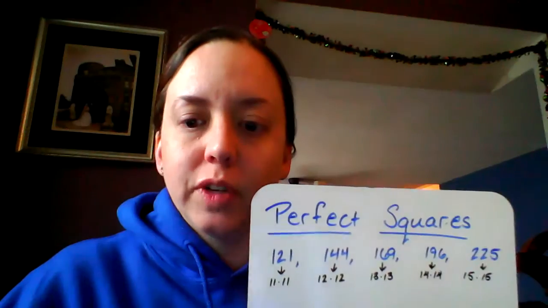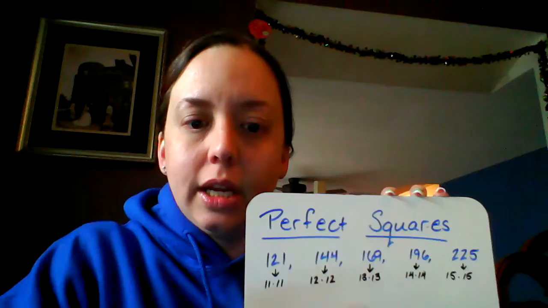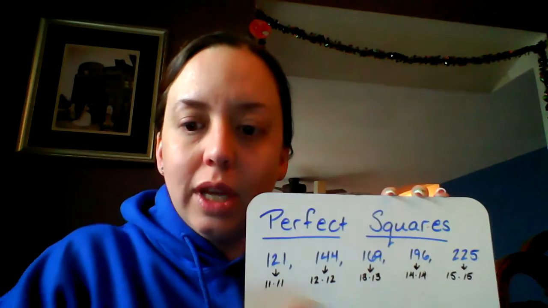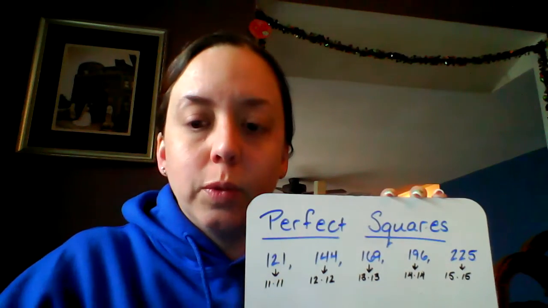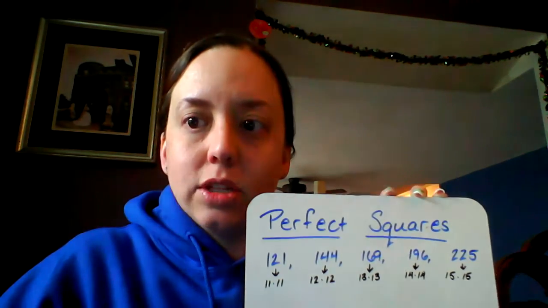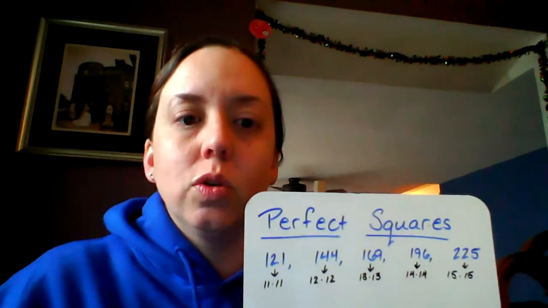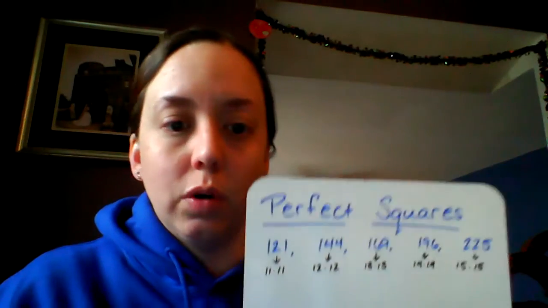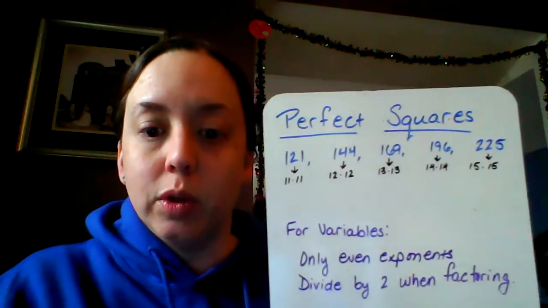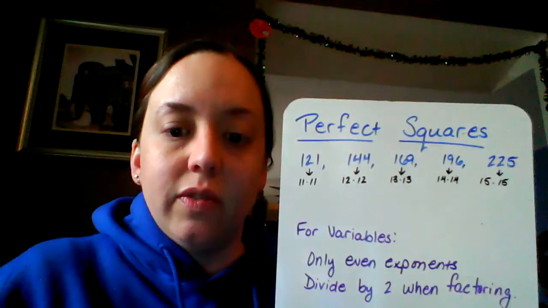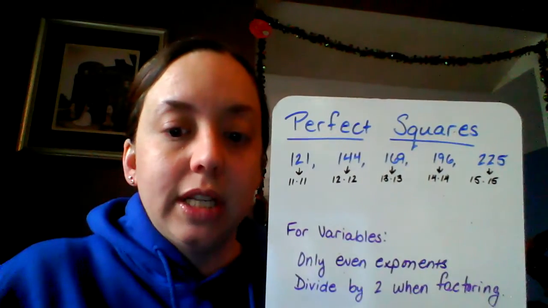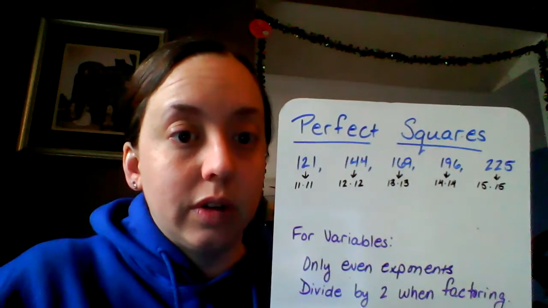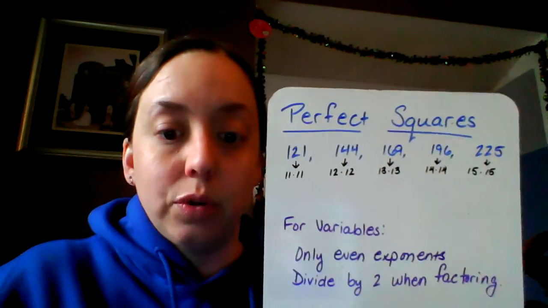So we need to know what our perfect squares are. I've included here 11 times 11 through 15 times 15, right? So you have 121, 144, 169, 196, and 225, okay? So those are for any of your whole numbers or coefficients. For variables, we're only concerned about even exponents, right? If your exponent is not even, then it's not perfect. And when we factor those for a difference of two squares, we're going to divide by 2, right?